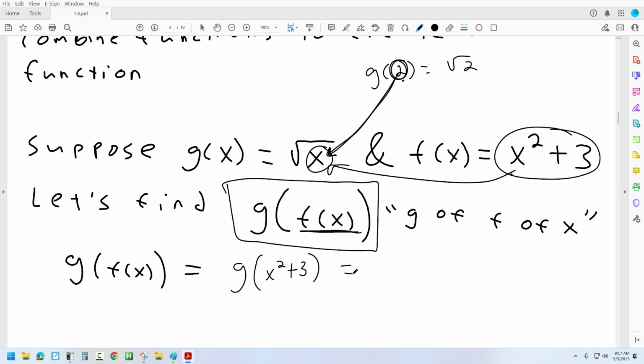Look at function g, and everywhere that you see a variable, replace it with f of x. So it's going to be the square root of x squared plus 3. That is g of f of x. And that cannot be simplified. That's as simplified as it gets.